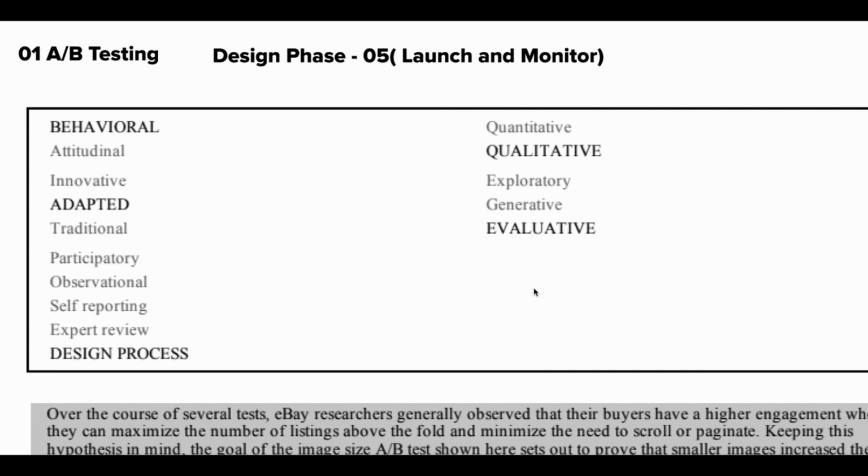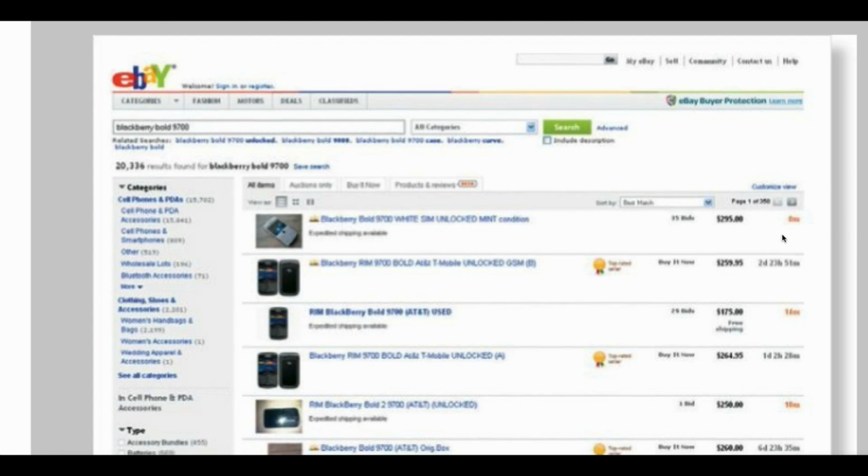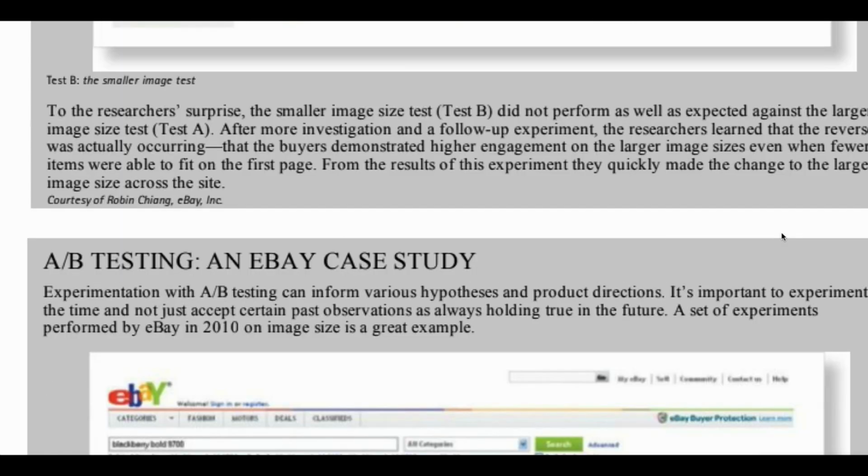It's a behavioral method, and it falls into the quantitative category, and having said that, it's an evaluative method. Here you can see A/B testing. The case study I'm going to bring up here is the eBay case study.